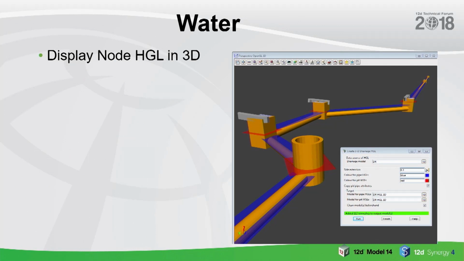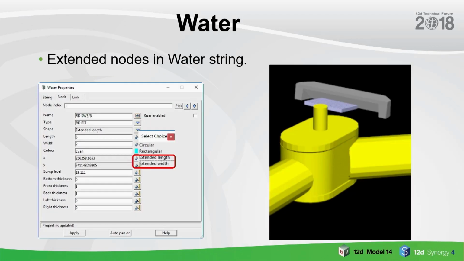You can display node HGL, not pit or pipe, so you can display that in 3D. There's an option there, and you can set how you want it to come out. This is the hydraulic grade line, of course, and you can do the link HGL in 3D. So they're all in this new version.